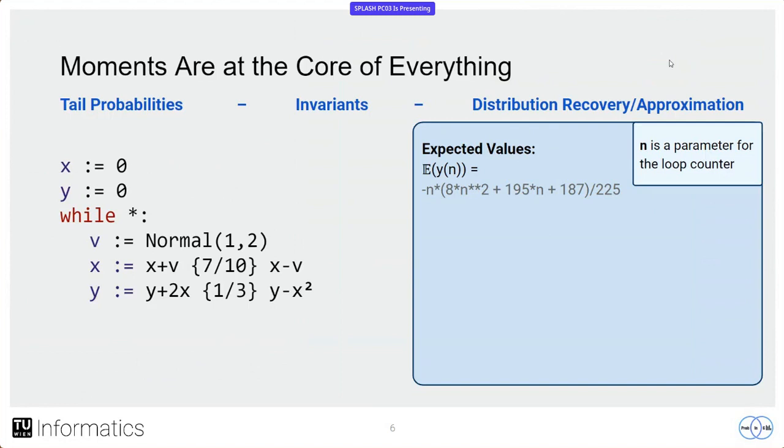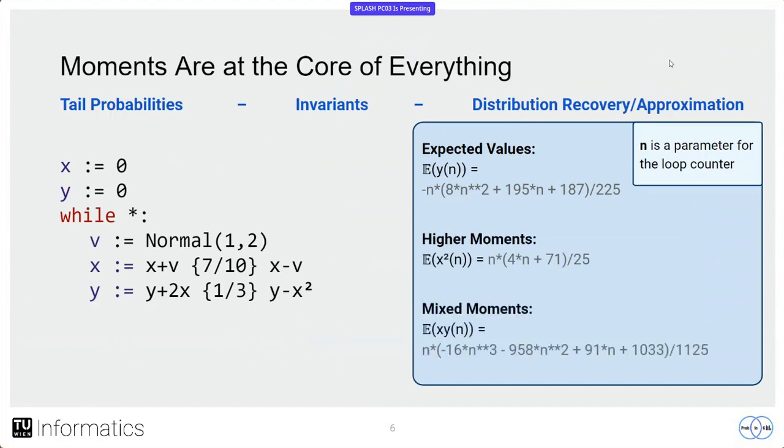So for example, here we have the expected value of y, parameterized by how many loop iterations we had, and then we have this closed form expression. And using these expressions, for instance for higher moments, we can do all these kinds of stuff that I showed you. The moments themselves give you already information about the process or about the loop. You can use it to compute invariants. You can use it to compute tail probability bounds. You can even recover or approximate the distribution of program variables without sampling the loop.